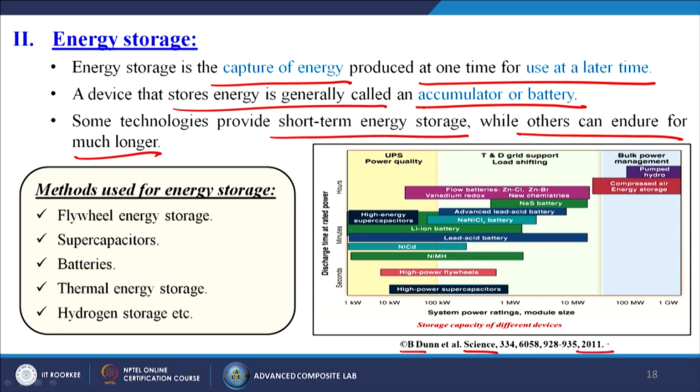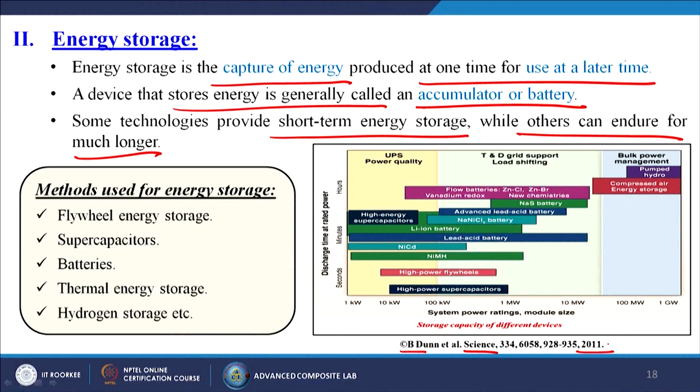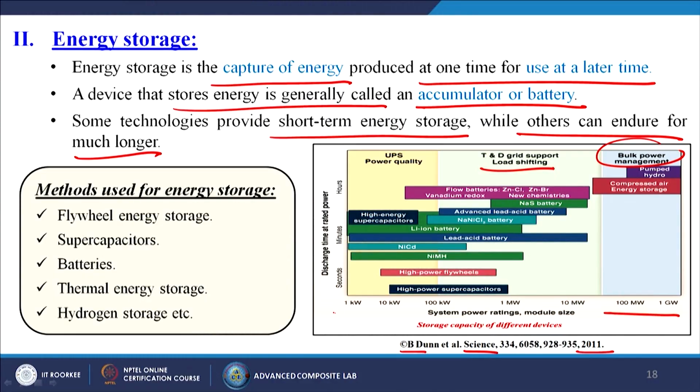Earlier, when we were talking about low energy storage systems, we were using high energy supercapacitor kinds of materials. Then after that we moved to grid output load shifting, and the last one is bulk power management, when we are talking about 100 megawatt to 1 gigawatt. So, you can see that there are several types of energy storage systems available based on their capacity. When we talk about the supercapacitor, it ranges from 1 kilowatt to a maximum of 100 kilowatt.